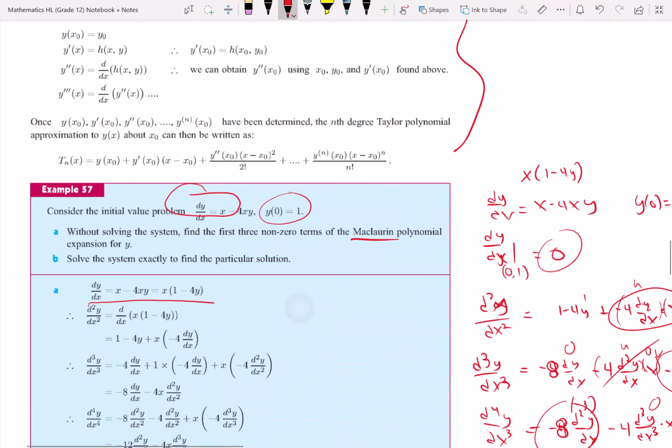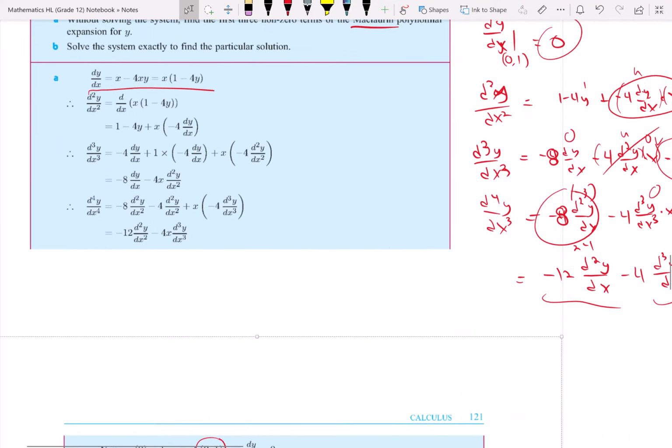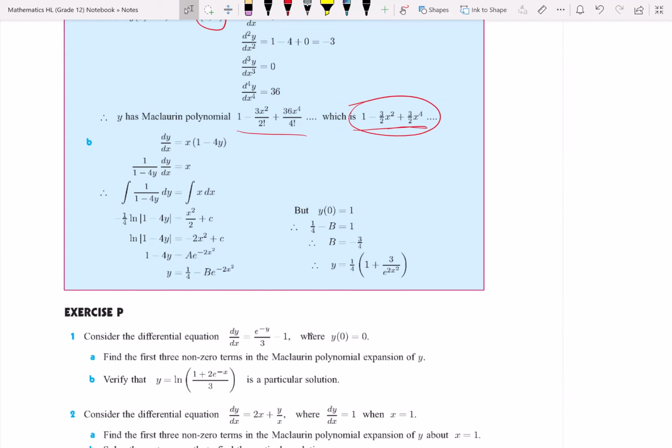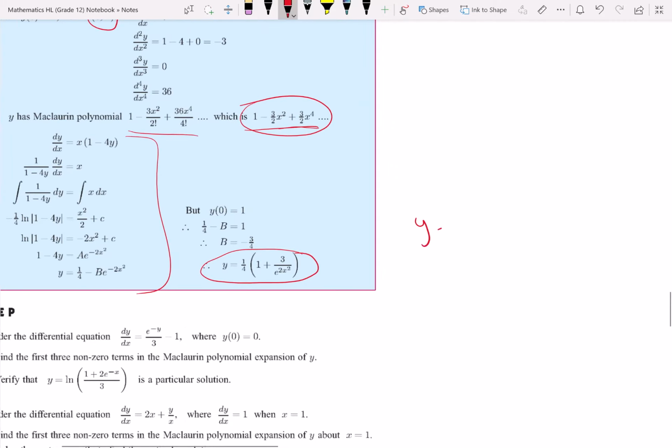B was saying, I think, solve it exactly using separation of variables. So again, they're just going to go through separation of variables and give you this. And you end up with, if you actually get the final solution, y equals 1/4 (1 plus 3 over 2 x) e to the 2x squared, which you should be able to relate to this one up here somehow.